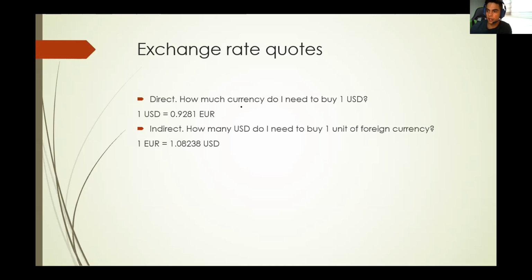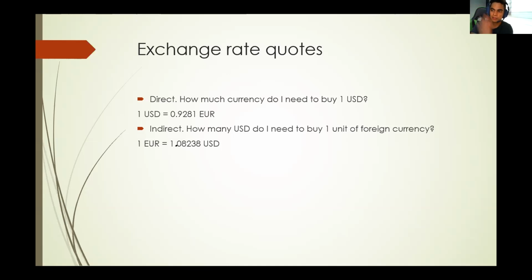So in the direct quote, you are going to answer how much foreign currency do I need to buy $1? That means how many dollars do I need to buy 1 peso? That will be the direct in terms of Mexican peso and dollar. And the indirect is the opposite. It is how many dollars, sorry, because this is in terms of the US.